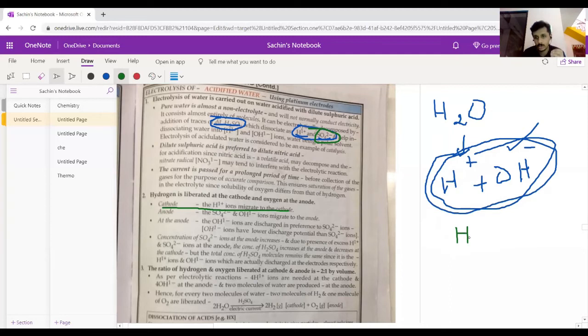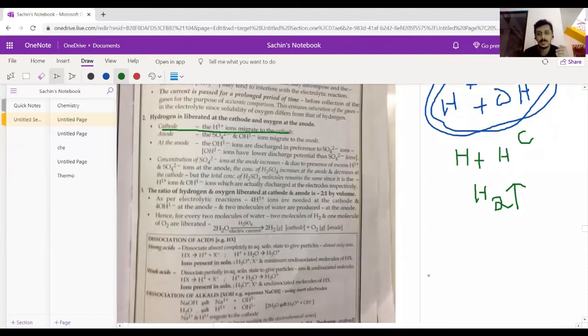And 2 hydrogens, one hydrogen and another hydrogen, 2 atoms. Similar case to bromine, 2 hydrogens react and form H2 gas. The gas will be liberated. This is what happens at cathode. Remember, this is cathode C.